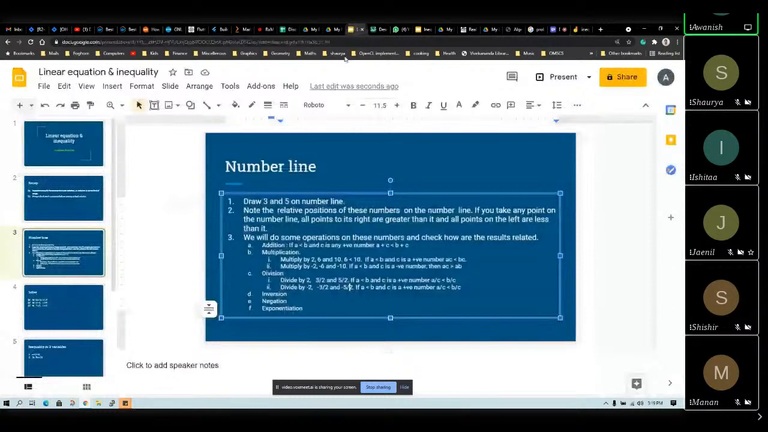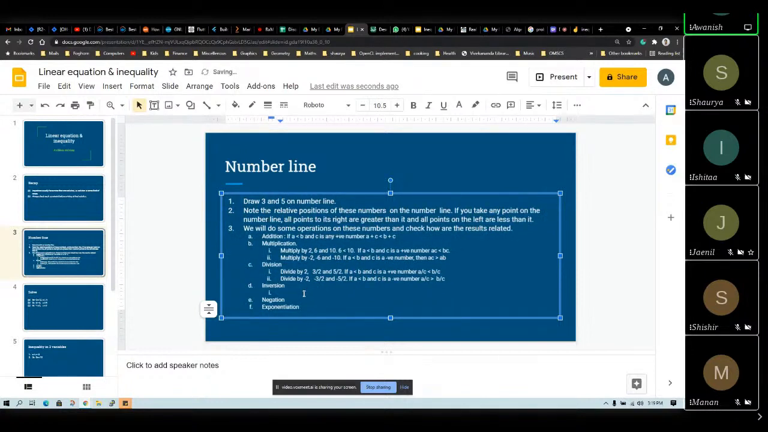Okay. So if we divide by -2, so that means C is a negative number, then A by C will now become more than B by C. That means when we multiply or divide by a negative number, the inequality sign changes from less than to greater than and vice versa. Correct? Yes, sir. Okay, great. So you are all with me so far.